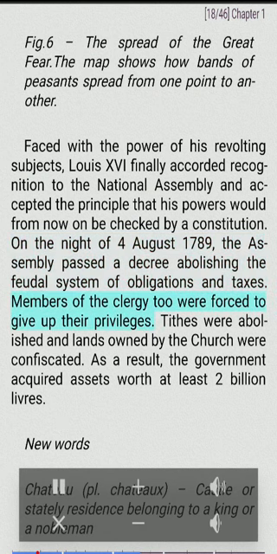On the night of the 4th of August 1789, the Assembly passed a decree abolishing the feudal system of obligations and taxes. Members of the clergy too were forced to give up their privileges. Tithes were abolished and lands owned by the church were confiscated. As a result, the government acquired assets worth at least 2 billion livres.